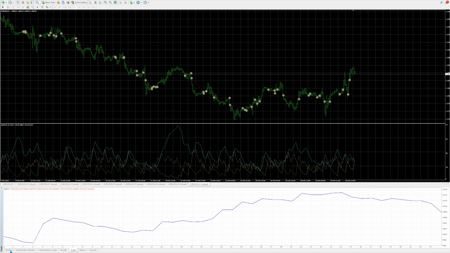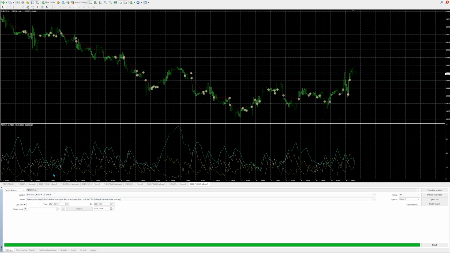So here I have the MT4 platform. Okay, I've opened the strategy tester window here. We have the ADX EA loaded. We have the Euro US dollar selected on the 1 hour chart time frame.